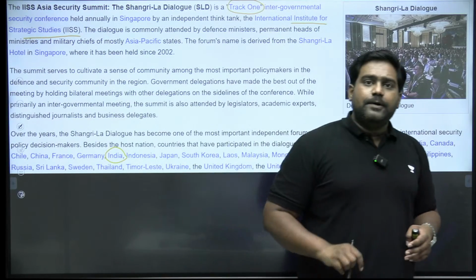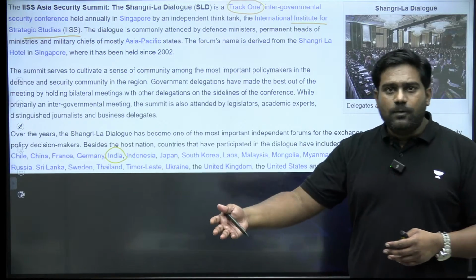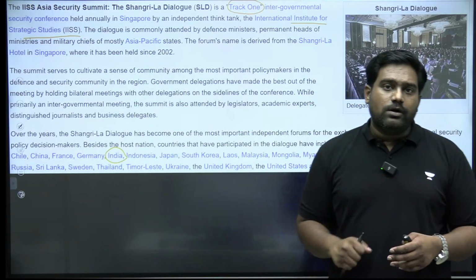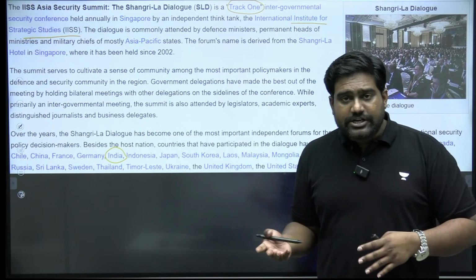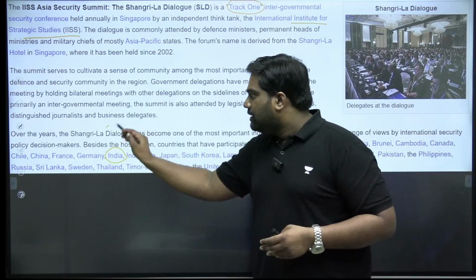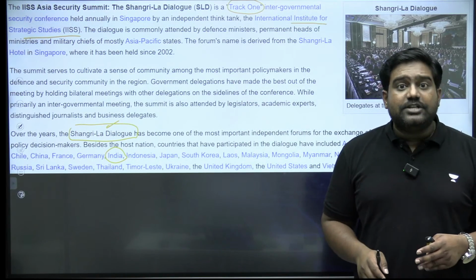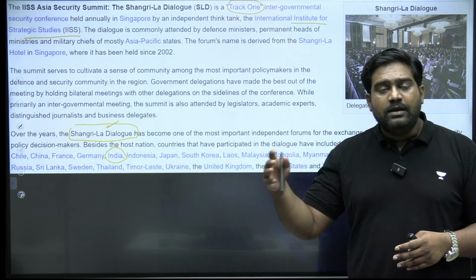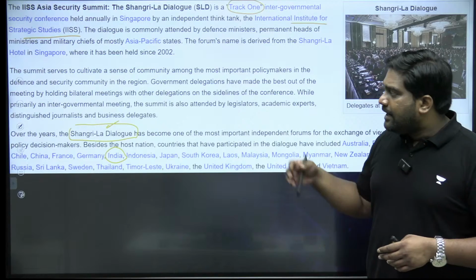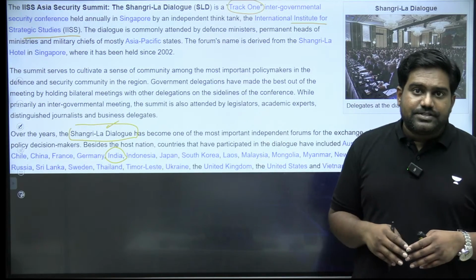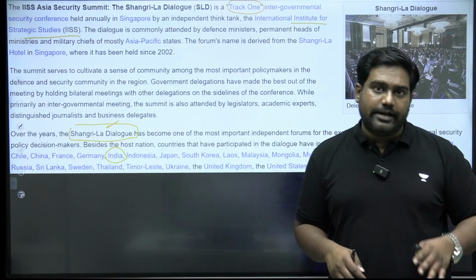From India, almost every year, there is participation. PM Modi also participated, I think 2 years ago. PM Modi addressed the Shangri-La Dialogue. At least our foreign minister and top diplomats, even the national security advisor, often take part in the Shangri-La Dialogue. So India has a similar event which is organized. It's called the Raisina Dialogue, hosted by the ORF, Observer Research Foundation, which is a think tank in Delhi, in coordination with the Ministry of External Affairs. So the Raisina Dialogue hosted in India is modeled on the lines of Shangri-La Dialogue.